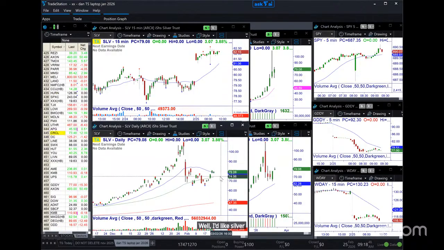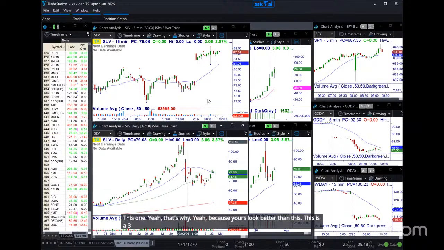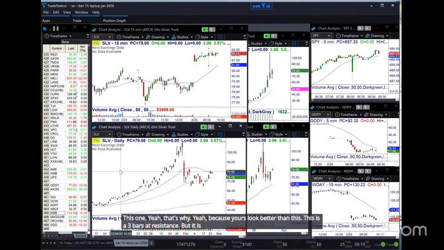Your chart looked different than mine, Greg. This one, I was showing the futures. You're looking at the ETF. Yeah, that's why. Yours looks better than this. This is up 3 bars at resistance, but it is gapping up.